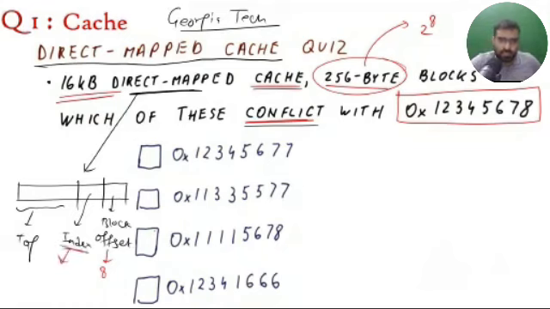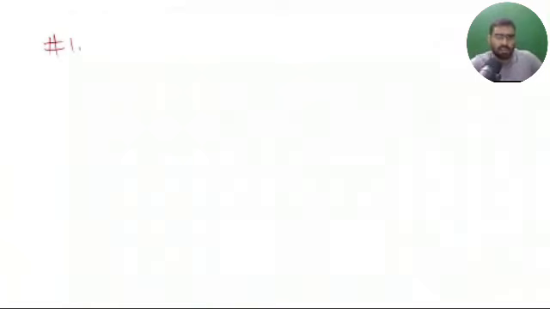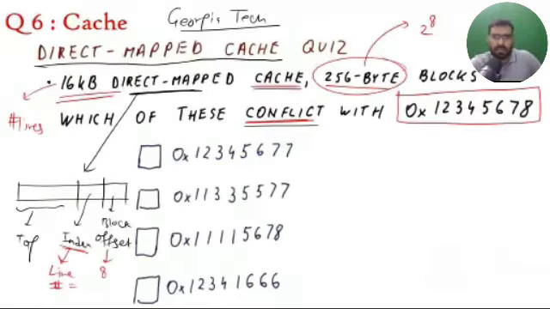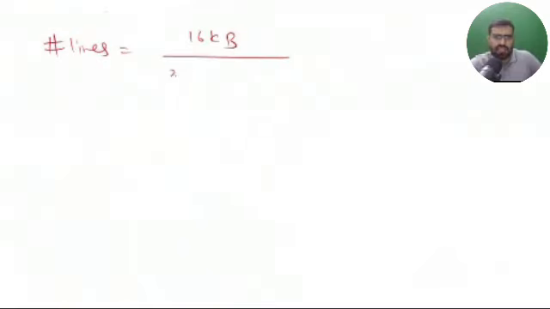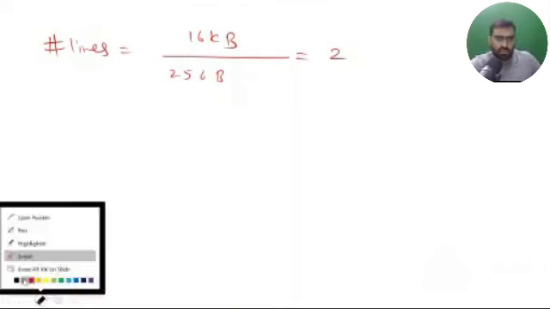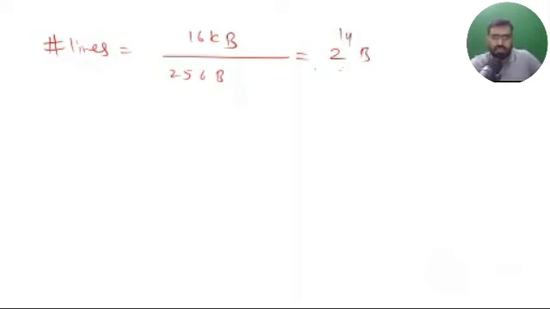So how many lines do you have in this cache? What is the number of lines in this cache? That is the size of the cache memory, 16 KB, divided by the line size, which is 256 bytes. So that is 2 power 14 bytes divided by 2 power 8 bytes, which is going to be 2 power 6, that is 64. So you have 64 lines, 2 power 6 lines.